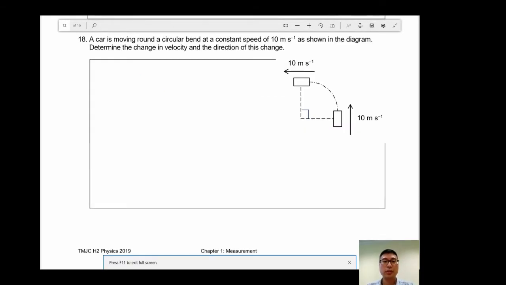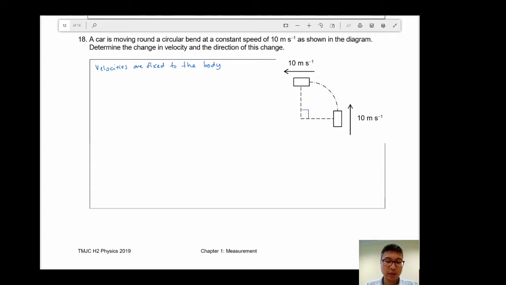Okay, now I'm going to teach you how to find changes in velocity. A car is moving in a circle at a constant speed of 10 meters per second as shown in the diagram. Determine the change in velocity and the direction of this change. Now here's the trick. Velocities should always be fixed to the body. So I'm going to teach you how to draw the velocity diagram.